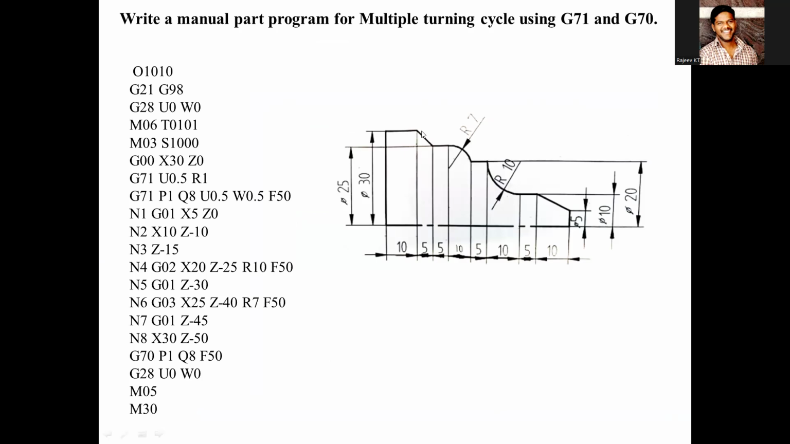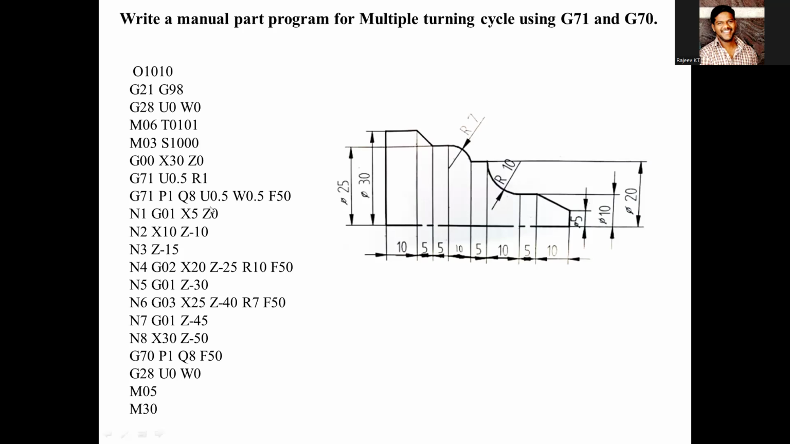After writing that point to point program, we give a depth of cut and the material to be kept for final finishing. Those parameters will be assigned and we write the program in a single line. From point to point we write a program. Taking these as P1, P2, P3, P4, P5, P6, P7, P8, these are the points. For this I have taken sequence numbers N1, N2, N3, N4, which are the dimensions at these points.